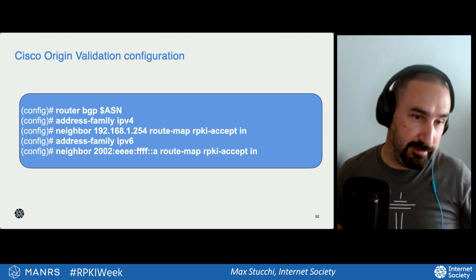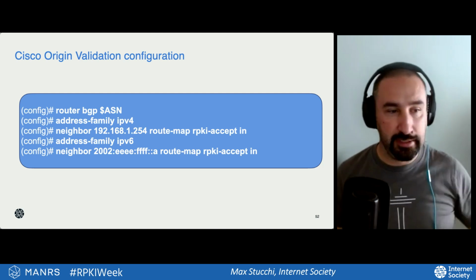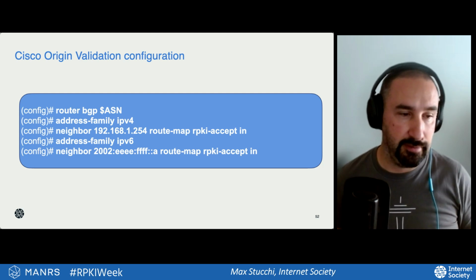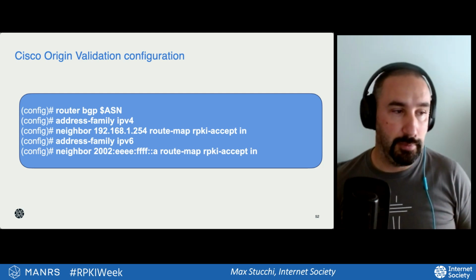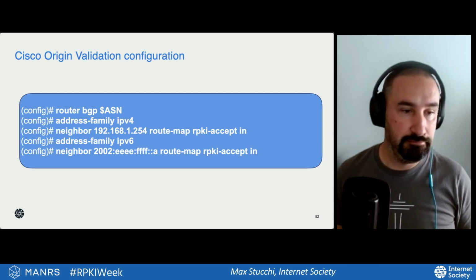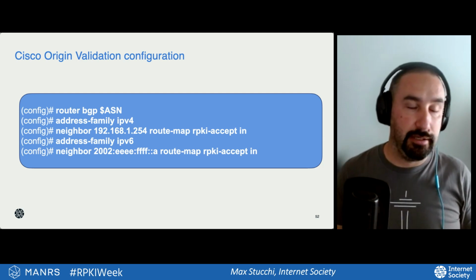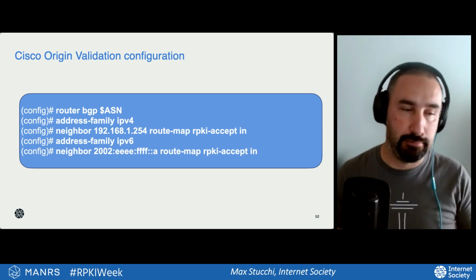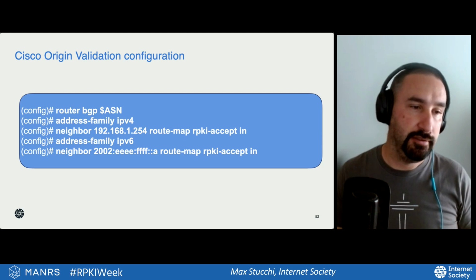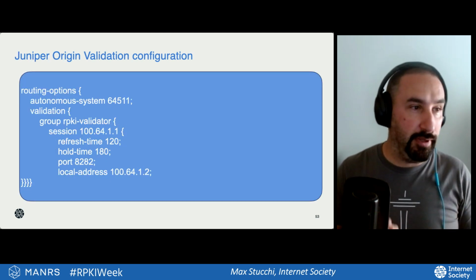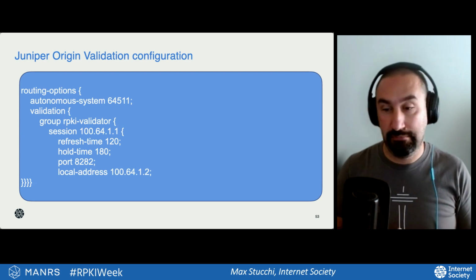Now, I've created the route map. And what I need to do is just apply that route map incoming in the in queue to my neighbors, and that's it. And once I do this, I just have to clear my BGP sessions. Or if I have soft reconfiguration inbound, just apply that, reconfigure the session, and then my invalids will be discarded.